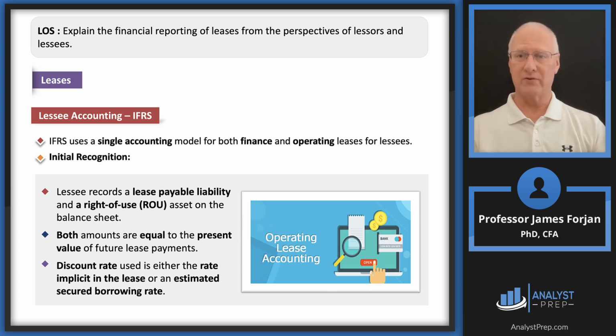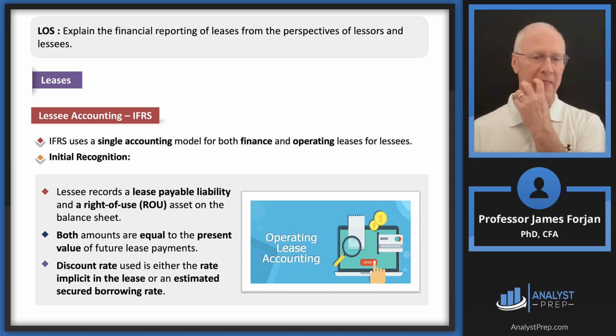Both of those amounts, right? So regular old accounting stuff, assets and liabilities. They're going to have equal to the present value of those future lease payments. And then the discount rate is either the implied lease rate or some kind of secured borrowing rate. Notice that on this slide we use the word estimated.